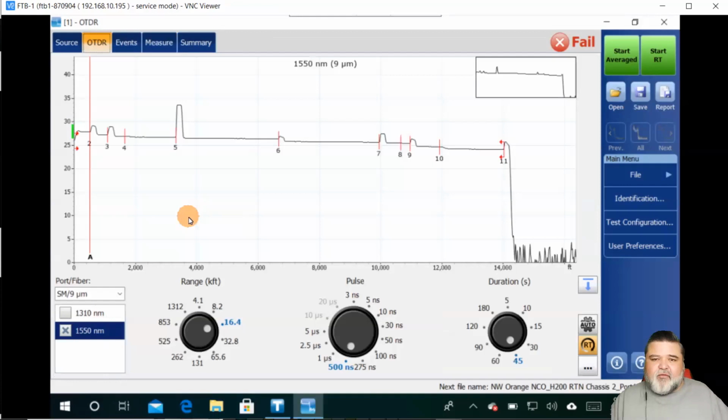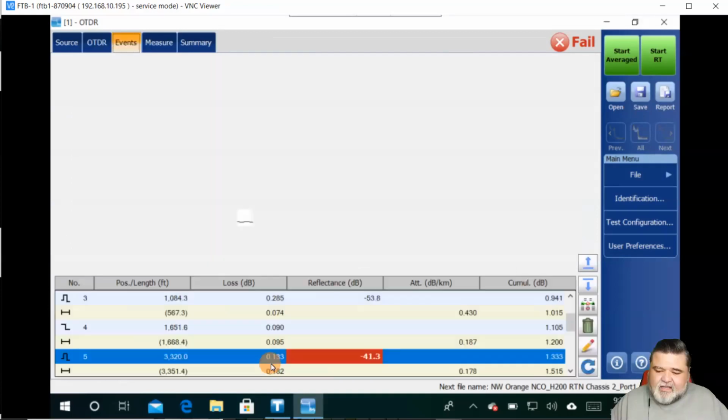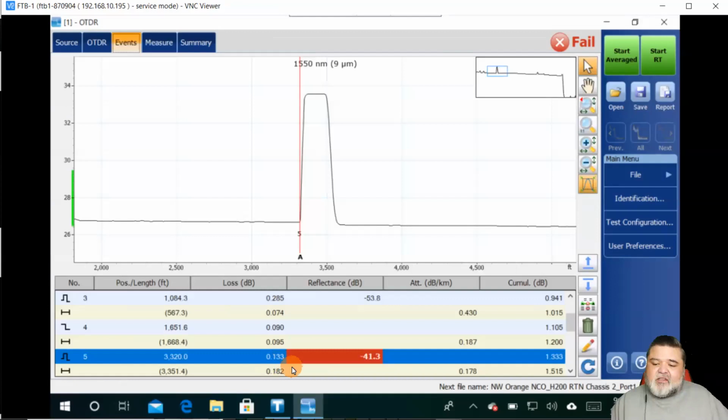If you look over here at event number 5, and if I go to the event table here, this has 0.1 dB of loss, 0.133 dB of loss, and minus 41 dB of reflection. So this is a fail for me in this particular situation. So I need to improve it. And it's probably this dirty connector here. So I'm going to reach down and just use a quick cleaning method here. In fact, I'll probably just use a little clay top, but I prefer a wet to dry solution myself when I'm cleaning. But let me clean this fiber up and see if we can improve the performance.